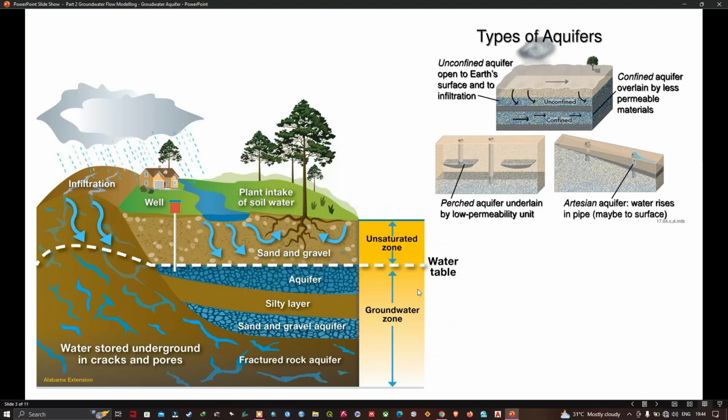Regarding types of aquifers, there are two major types of aquifer. That is the unconfined aquifer, that is open to the earth's surface and to the infiltration.